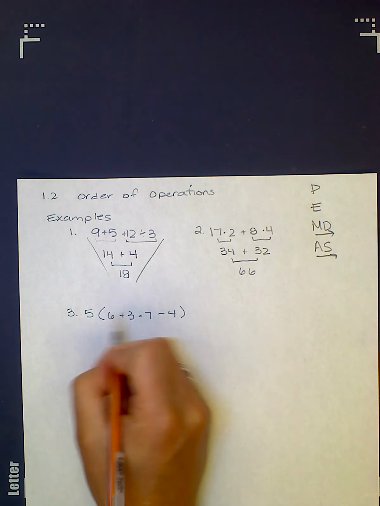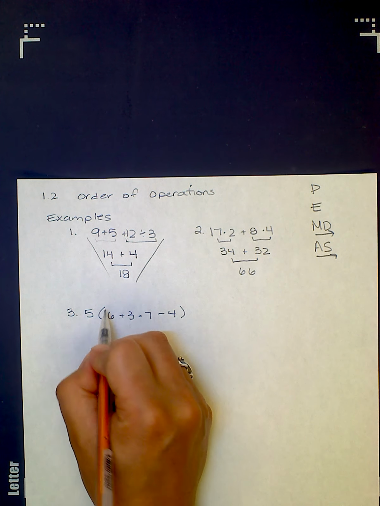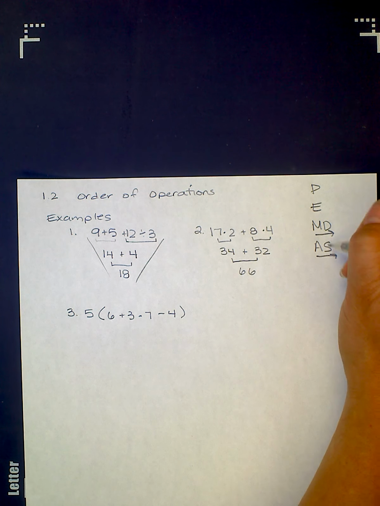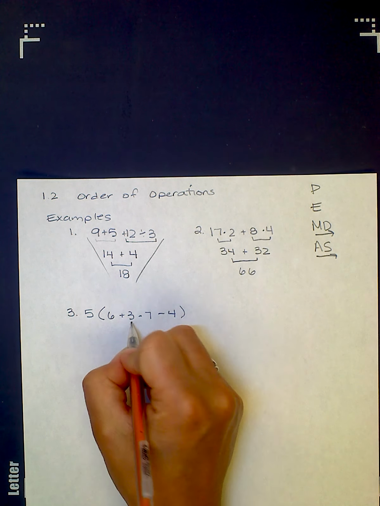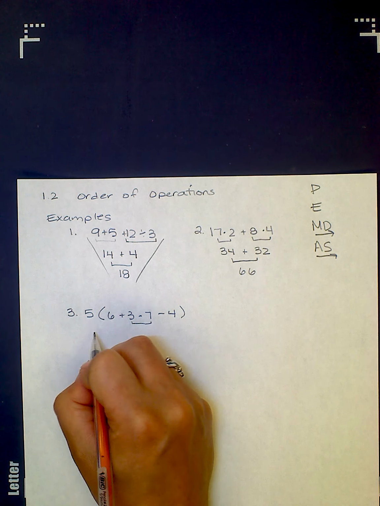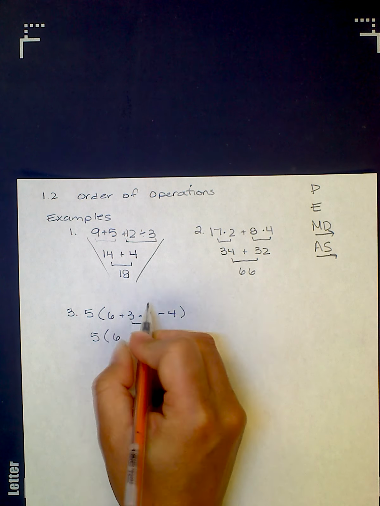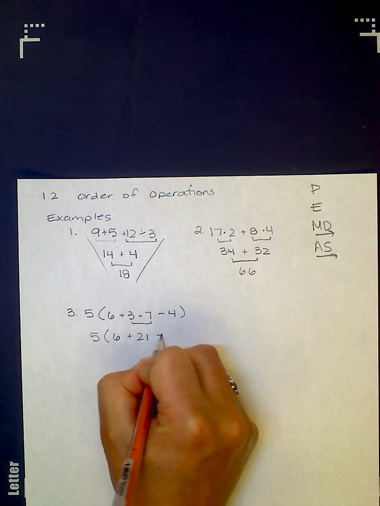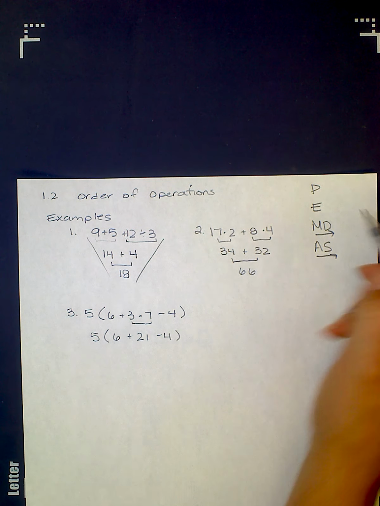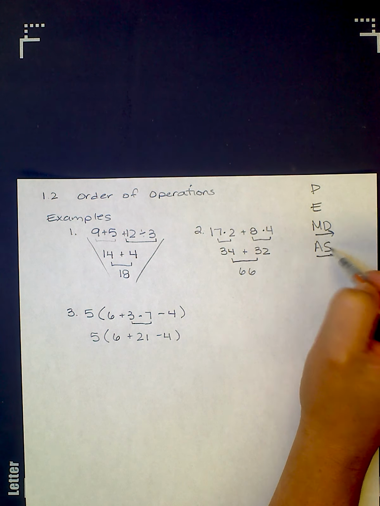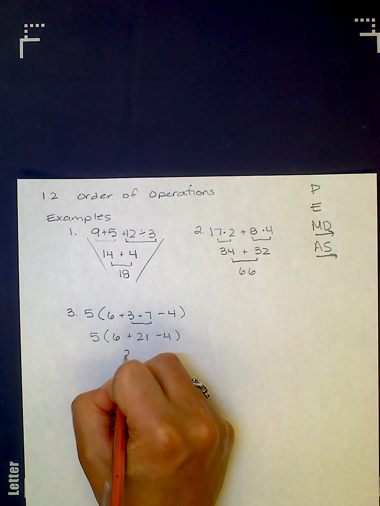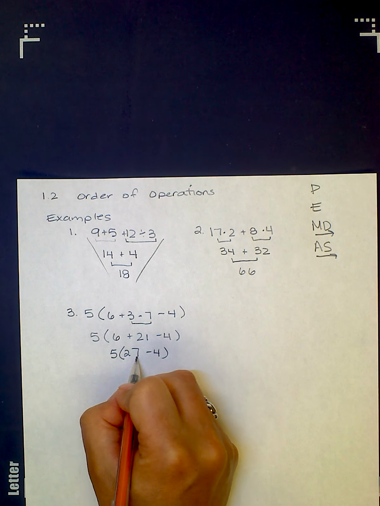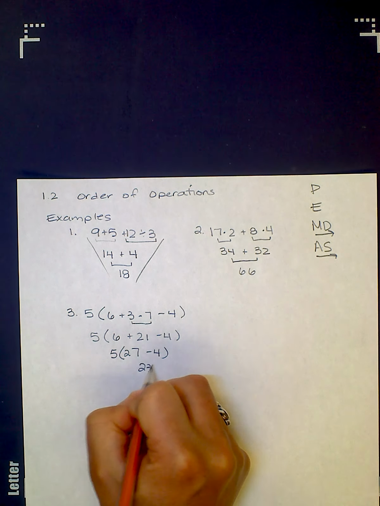Okay? So we're not going to do the 5 yet. We have to do what's in the parentheses. And then once we get into the parentheses, we have to continue to follow what's going on here. So multiplication and division would happen first there. Everything else is going to get repeated. So 3 times 7 is 21, and that gives us positive 21, and we put this minus 4 in here. Now addition and subtraction are done left to right, so we do 6 plus 21, which gives us 27. Keep rewriting everything else. 27, then minus 4 is 23.